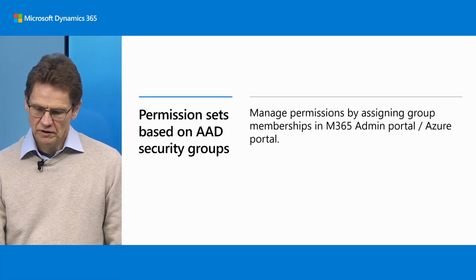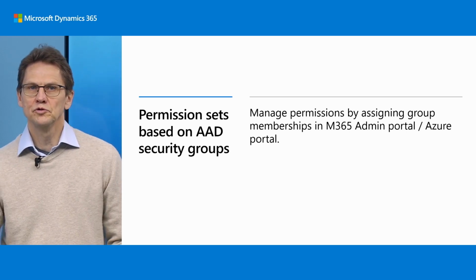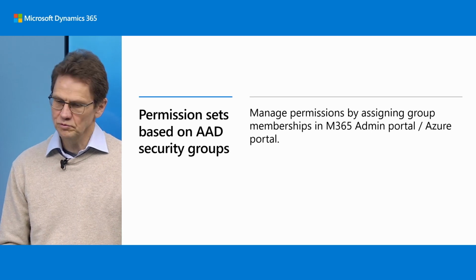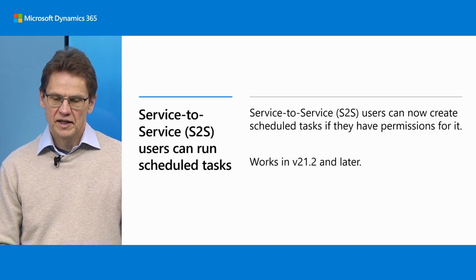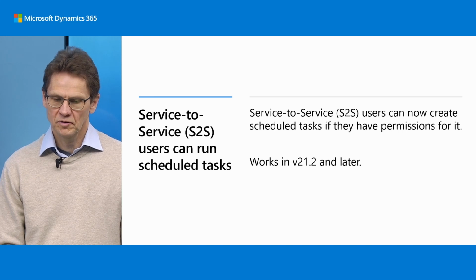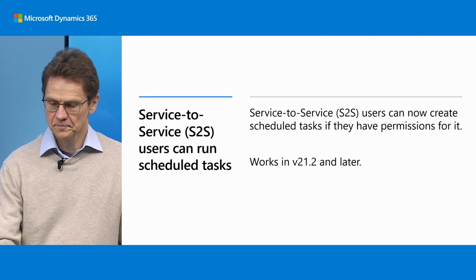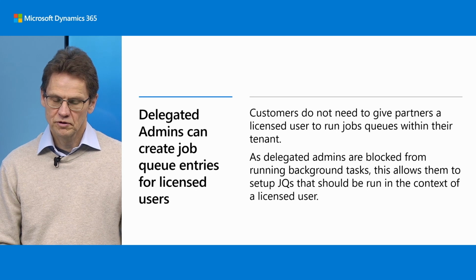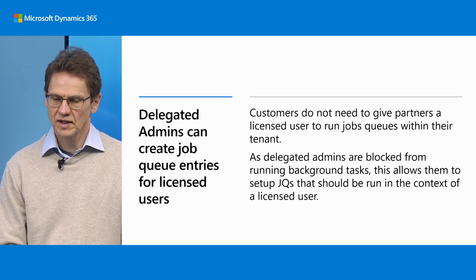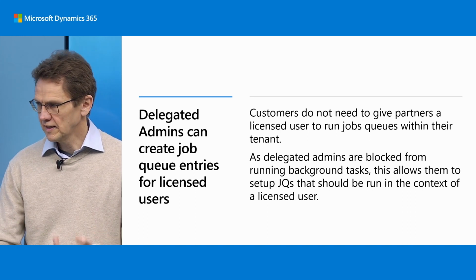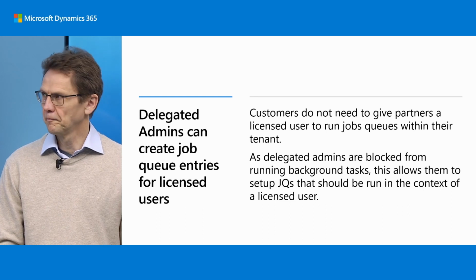Now, another improvement we have made is the ability to control your security setup using AAD groups. So you can manage permissions by assigning users to groups and then assigning group memberships to permission sets. We have made improvements to the service-to-service authentication so that they can now run scheduled tasks. This has been shipped already. And then, by popular request, we have added the ability for delegated admins to create job queue entries for licensed users, so that your delegated admin can actually maintain the job queue functionality for you.